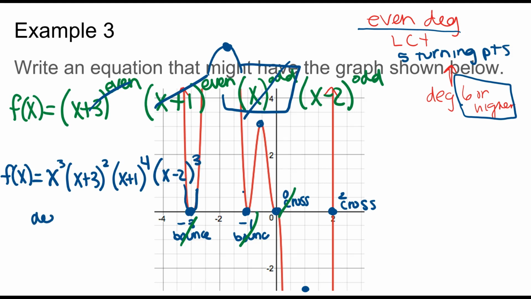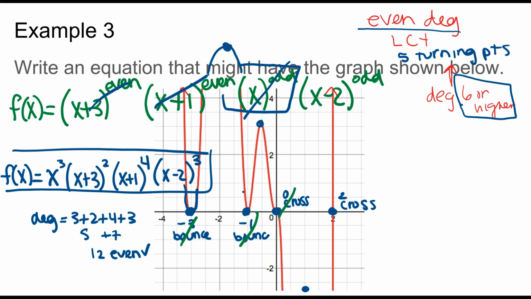Just do a quick check. The degree here is going to be 3 plus 2 plus 4 plus 3. So we've got 5 plus 7, it's going to be 12. It's even and it's greater than 6, so this is a possible function.